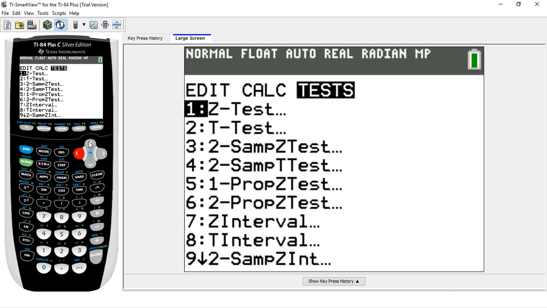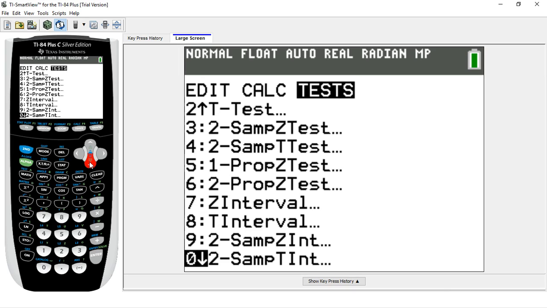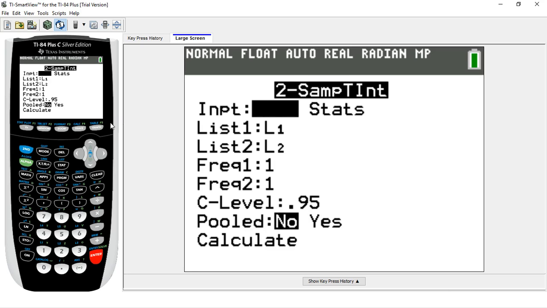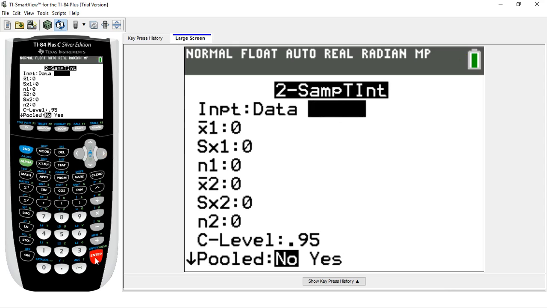And you'll see here there's a lot of options. What we're interested in right now is that we have 2 samples. We're doing a mean, so it's a t, and we want to do the interval. So we're going to choose 2-SampTInt. Now I don't have data in my list, so I'm going to scooch over to Stats. And then here we just fill in everything we know.